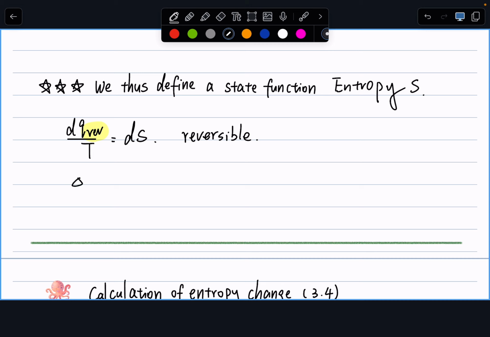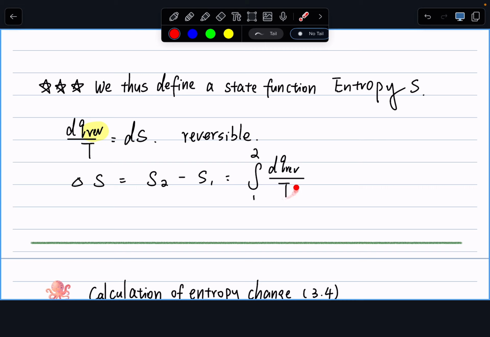So in this case, like what we said, delta S equals S final minus S initial. And that is the integral of dQ reversible over T from state 1 to state 2. Keep in mind, we cannot write that 1 over T out because Q reversible might be dependent on temperature. So depending on the situation, we may not be able to write that T out from the integral.